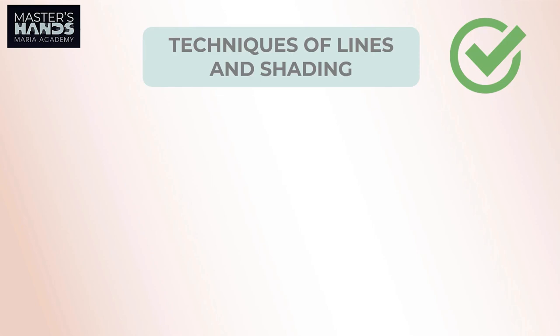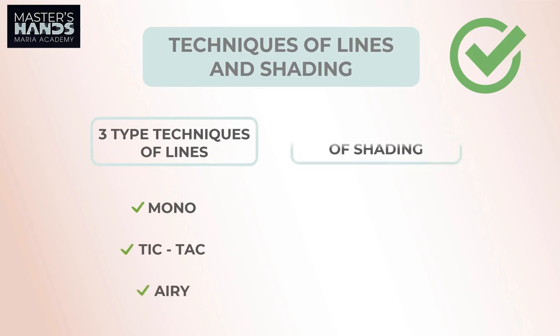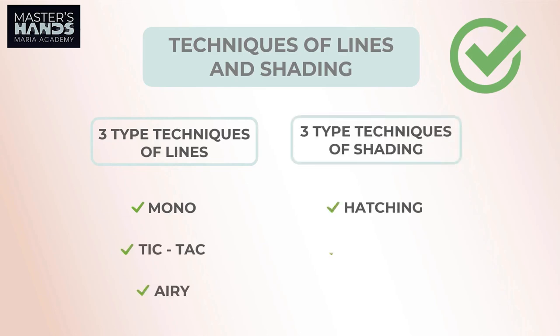Remember that regarding the techniques of line and shading, there are separate different ways of moving to achieve a different effect. If we talk about linear techniques, then the line can also be done using three different movements: monotone, pendulum-like, the so-called tic-tac, and the light movement upwards, and we call it an airy movement. For shading, we can also use various types of techniques: hatching, blending, and stippling.